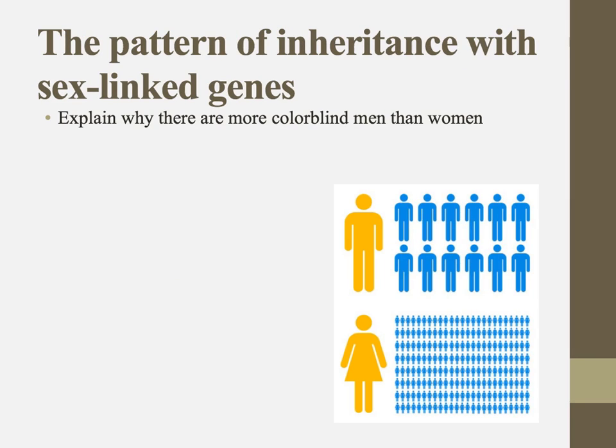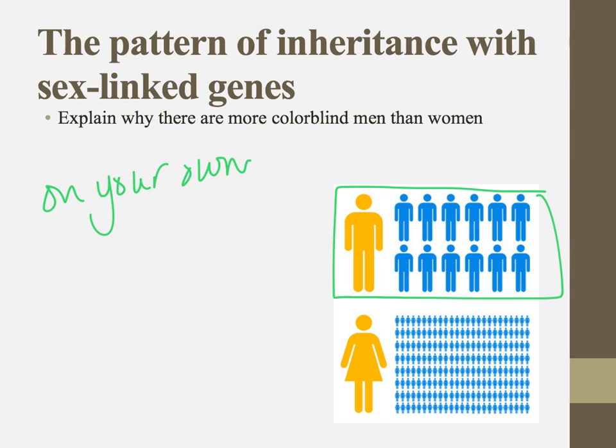Okay, so this one I think you can do on your own, if you really think about it. I want you to think about how men get color blindness, how many alleles it takes to do that, and how women get color blindness, how many alleles it takes for that to happen, and then consider why way more men are colorblind. This represents a ratio, like 1 out of this many men, versus for women, 1 out of this many are colorblind.